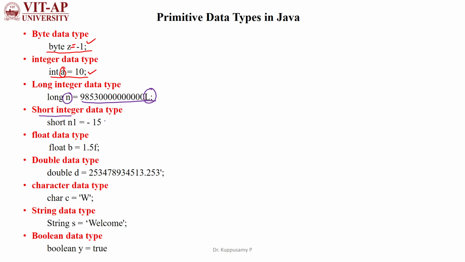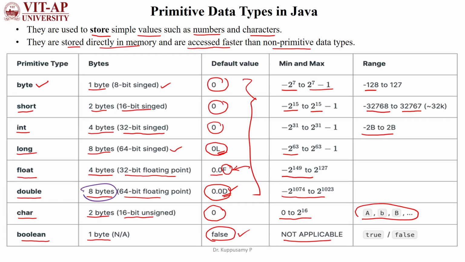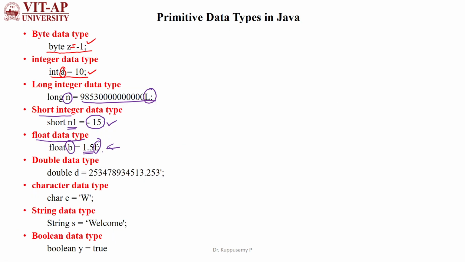For the short integer data type, here a two's complement integer is assigned, so the value minus 15 is assigned to the variable n1. For the floating point data type, here the fractional number is assigned to the variable b. The value should end with a small f, otherwise it will be stored as a double data type. Double data type consumes more memory than the floating point variable, that's why we have to represent it with a small f.